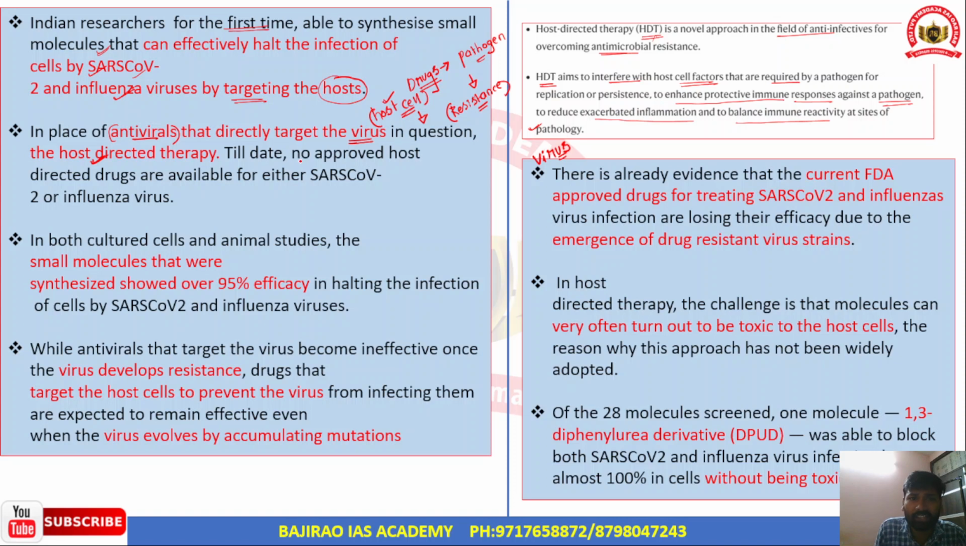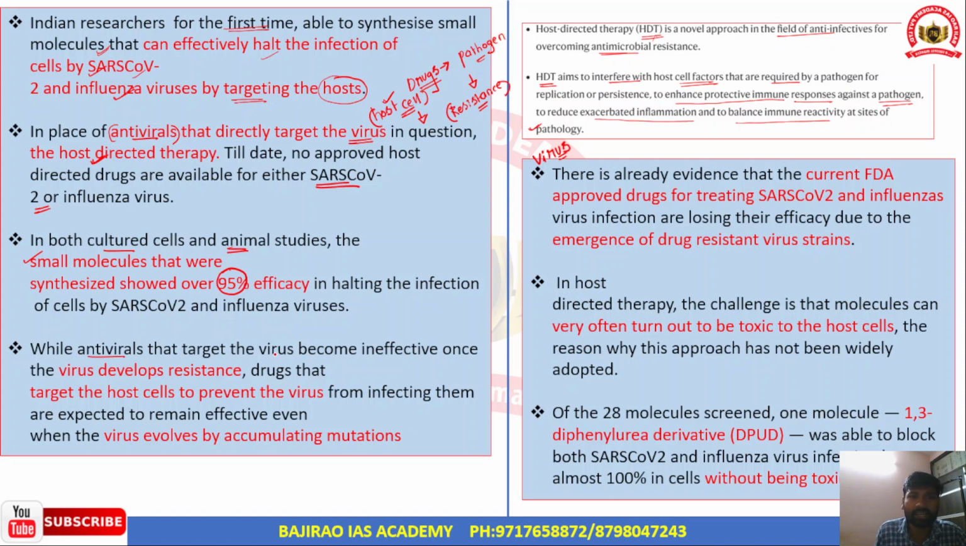Okay. However, as of now, there are no approved host directed drugs available for either SARS-CoV-2 or influenza virus. So we will discuss why till now there are no approved host directed drugs available for either SARS-CoV-2 or influenza viruses. Okay, so both cultured cells and animal studies are pointing out that the small molecules that were synthesized showed 95% efficacy. Okay, they showed 90%, 95% efficacy in halting the infection caused by SARS-CoV-2 and influenza viruses. So they are 95% effective in halting infection, right?